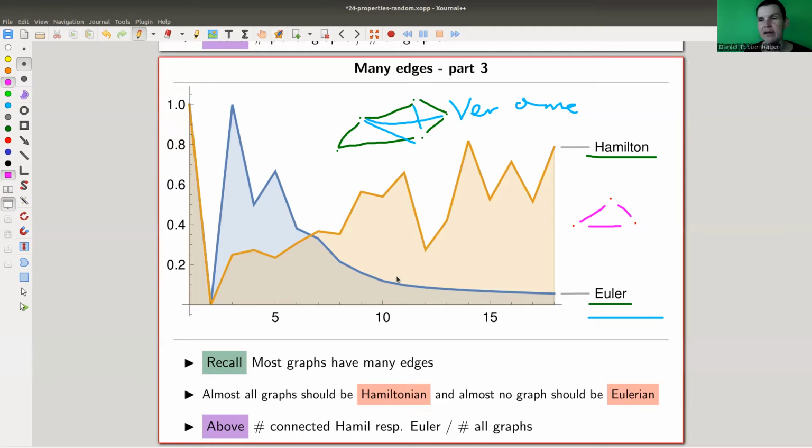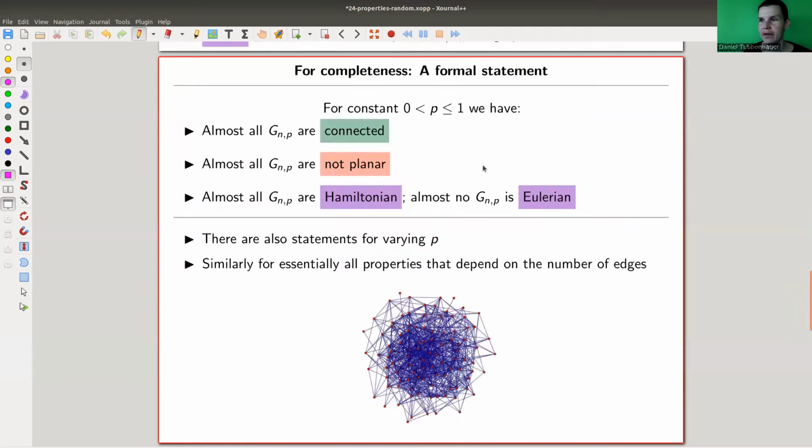And yeah, you can then go and actually prove it. So yeah, there's a proof. Let's say we are talking about the random graphs again, and there are better statements. You can vary P, but let's fix the probability. And it doesn't matter how small the probability is. Remember, the probability is the coin flip probability of whether I put an edge or not. As soon as n is very large, there will be many edges anyway. And almost all of them are connected, almost all of them are not planar, almost all of them are Hamiltonian, and almost none of them are Eulerian, exactly like we have seen before, right?